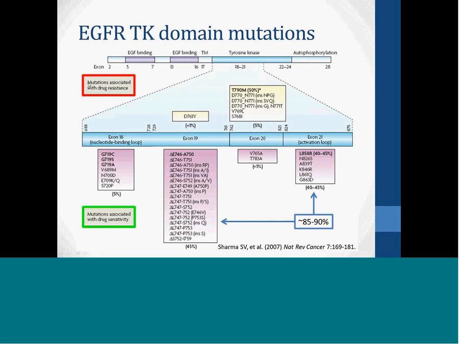In terms of mutations that are associated with drug resistance, the most common of these would be the T790M point mutation in exon 20, and this is the mutation that is most commonly associated with acquired resistance against these EGFR small molecule inhibitors. There are also a number of insertions within exon 20 that can result in resistance.